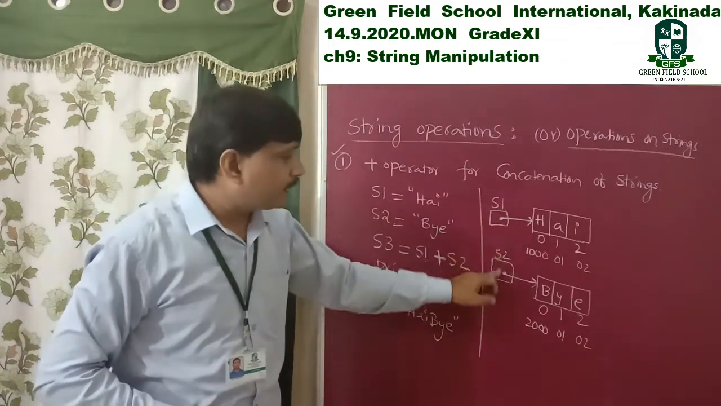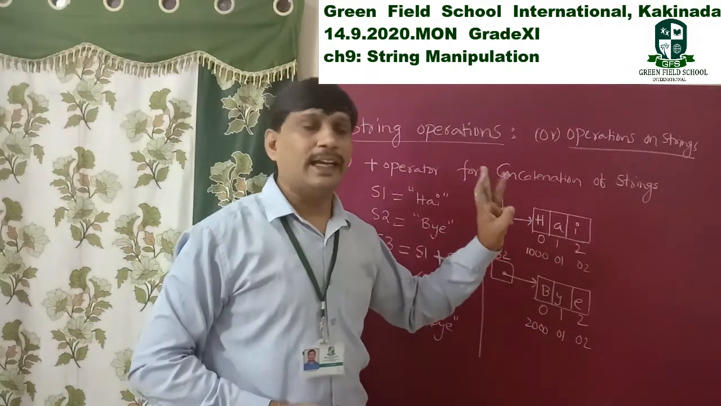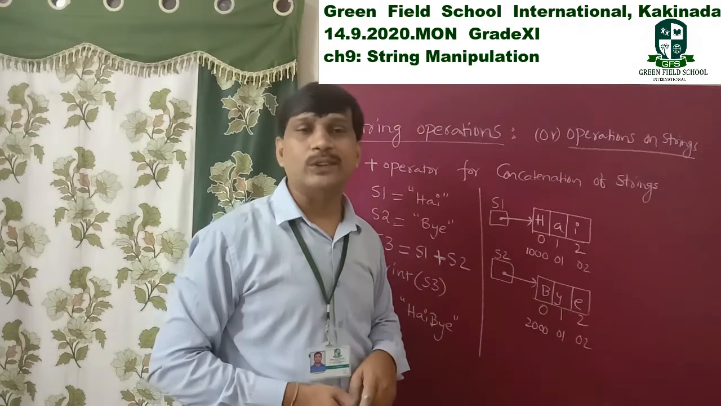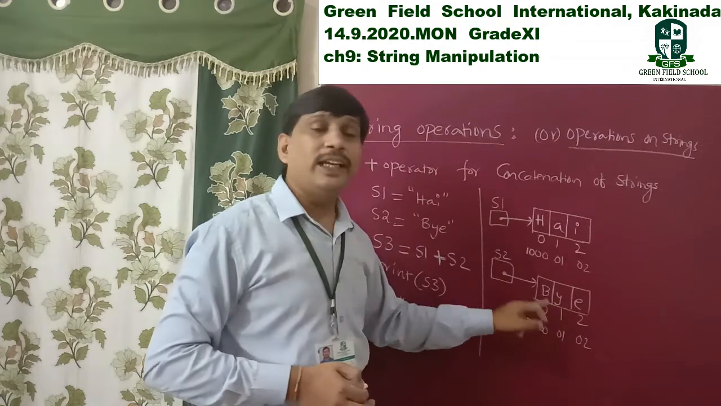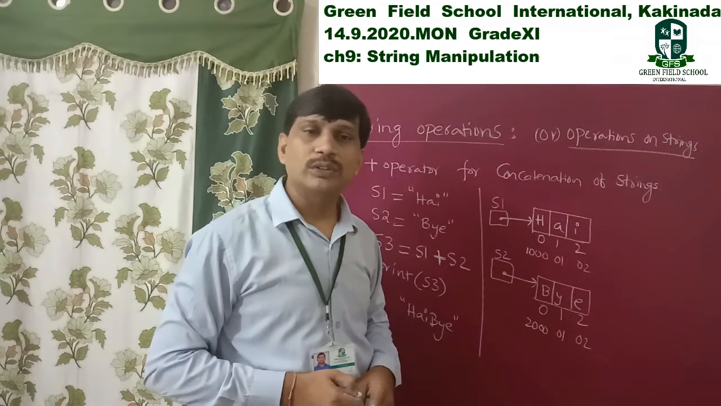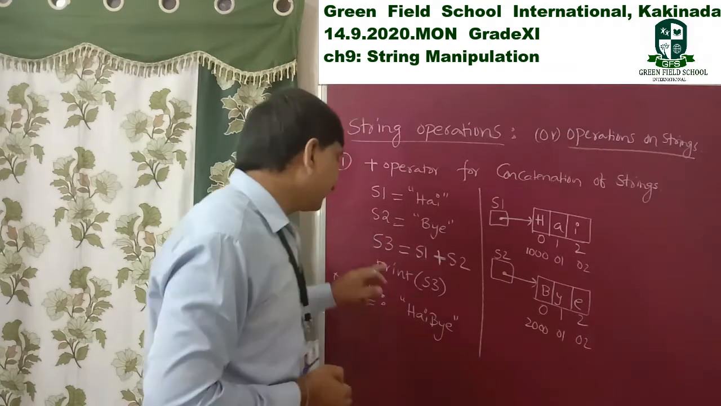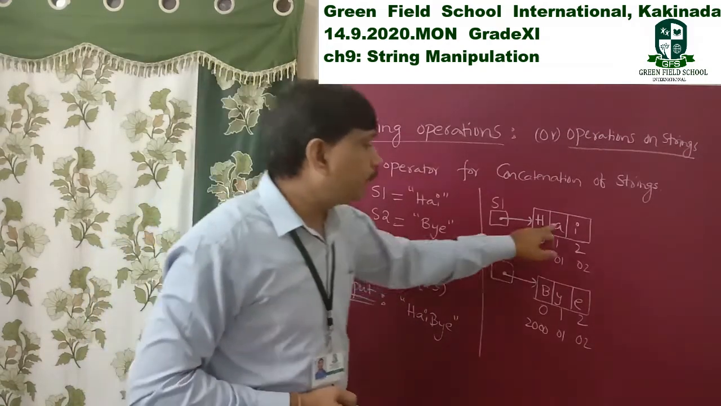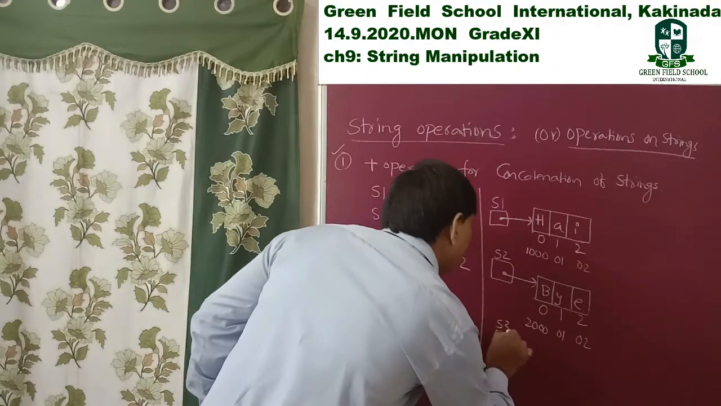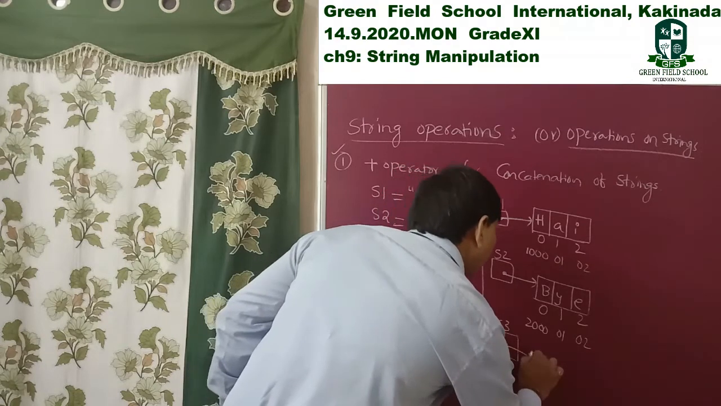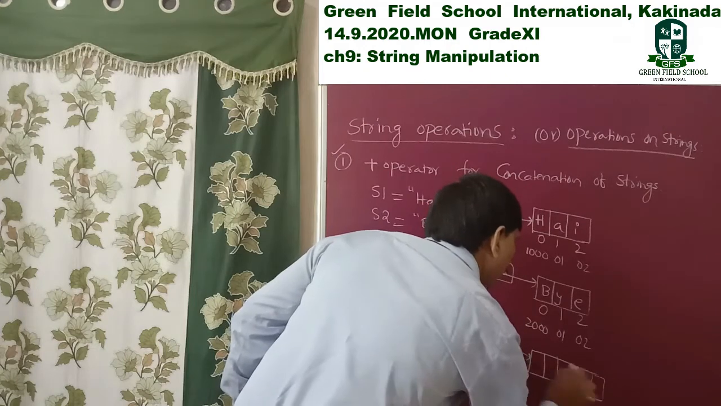Then we combine these two. Here, how many characters are there? 3 characters. Here, how many characters? 3 characters. Total 6 characters. So to accommodate the concatenated value, we take one more new string, that is S3. Total 3 plus 3, 6 characters. So S3 is displayed like this: 1, 2, 3, 4, 5, 6.